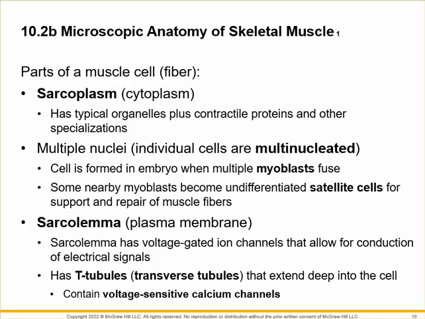So we'll continue with our discussion of skeletal muscle by looking at a muscle fiber, a single muscle cell, and the different parts. The word sarco means flesh, and when we're referring to skeletal muscle, the prefix sarco is used a lot. So the cytoplasm is called the sarcoplasm, and it's just typical cytoplasm. It has organelles, it has all the components that cytoplasm normally has, with some specialized organelles.